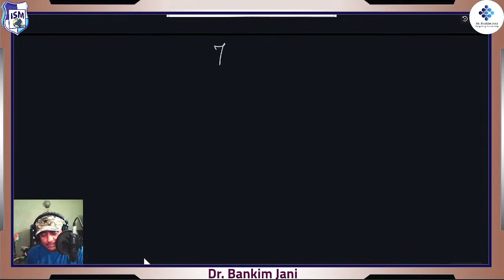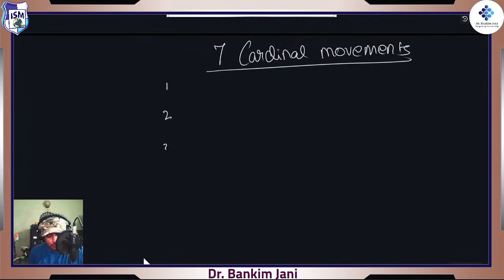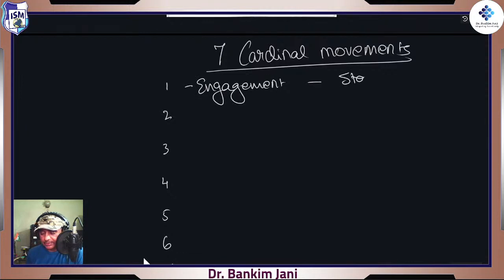systematically, if we see these 7 cardinal movements, which movements were there, right? 1, 2, 3, 4, 5, 6, 7. The first one was engagement, right? Engagement. And in that we'll remember the word station 0, correct? That is when the interischial spine plane is what we will be considering. Then because of that power, the descent starts.